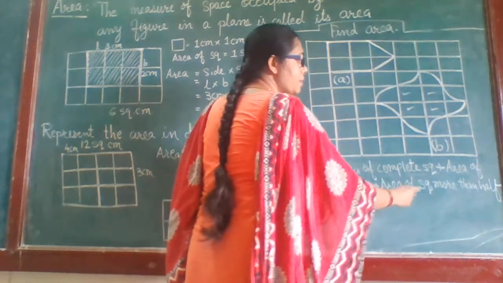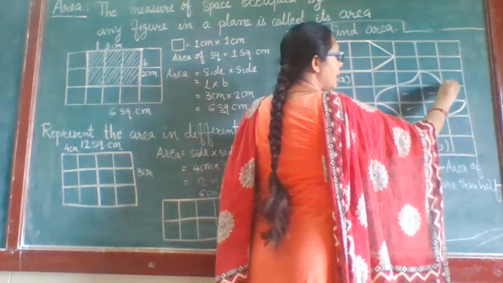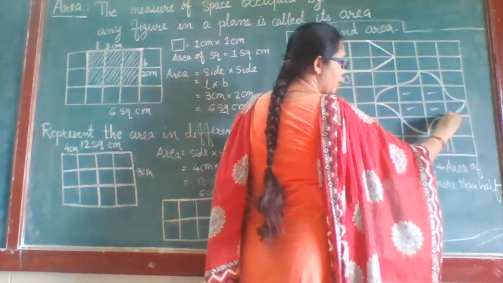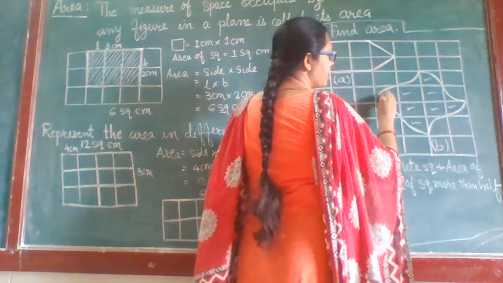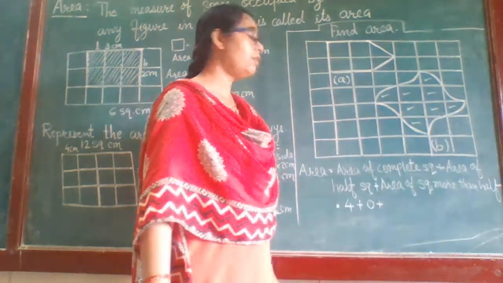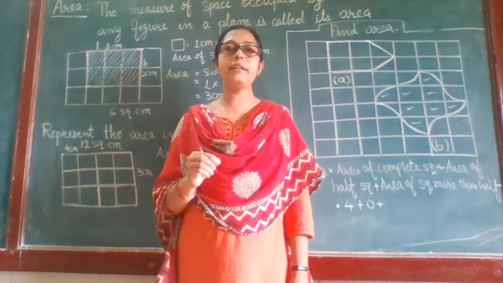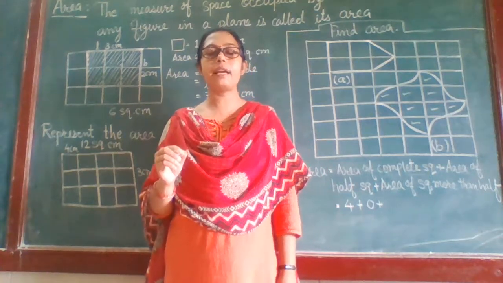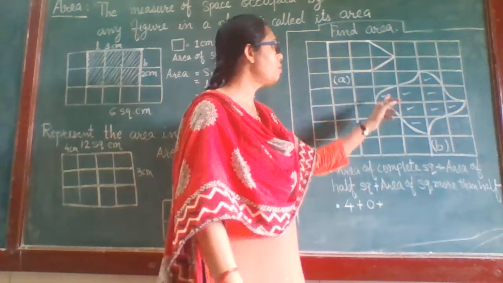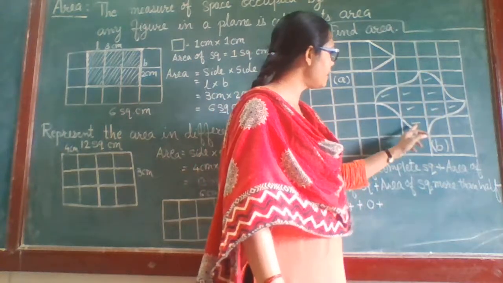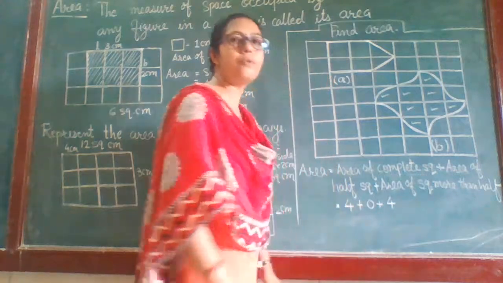Plus area of square more than half. Here you can see this square is more than half. This one is also more than half. This one is also more than half. And this one is also more than half. So I told you that if the figure occupies more than half square, we have to consider it as full square. So 4 squares occupied more than half, we have to consider as full squares.